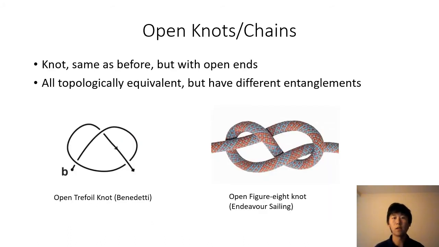Now, open knots are closed knots but with open ends. Because any open knot can be undone into a straight line, they are all topologically equivalent. However, open knots are still distinguishable by how tangled they are. These two open knots on the slide are formed by cutting out a piece of the trefoil and figure 8 knots, respectively. They still resemble their original structures and are easily distinguishable. For example, the left knot has 3 points of intersection, or crossings, and the right knot has 4.